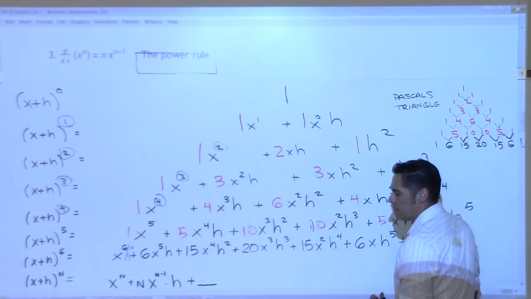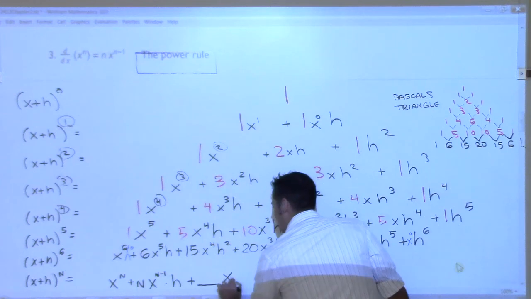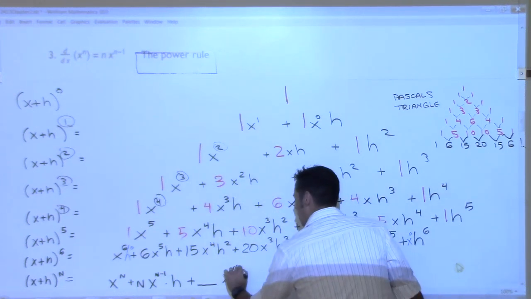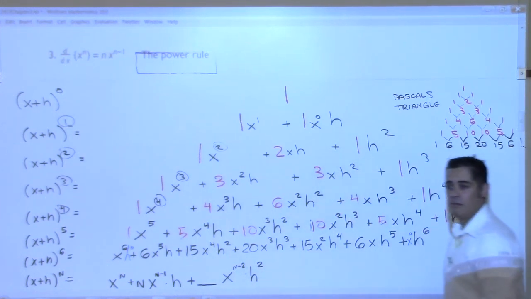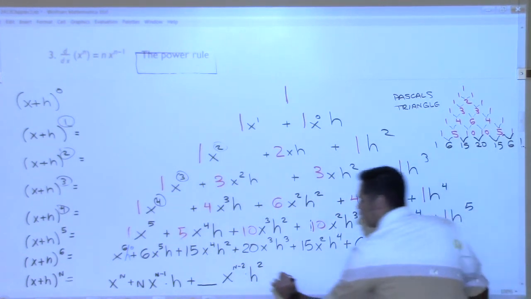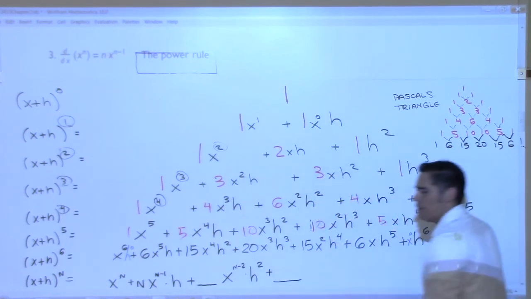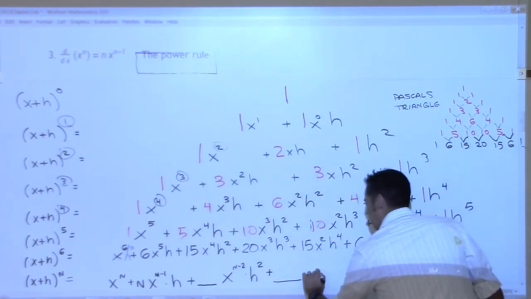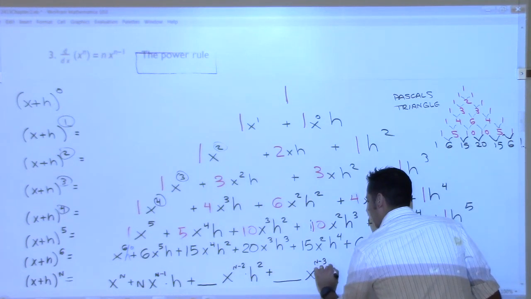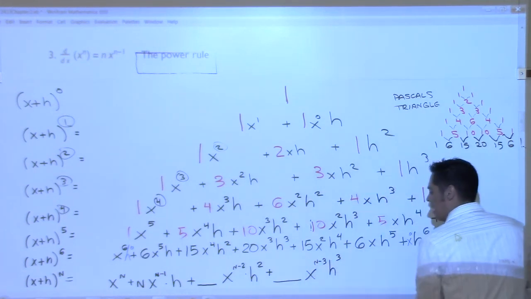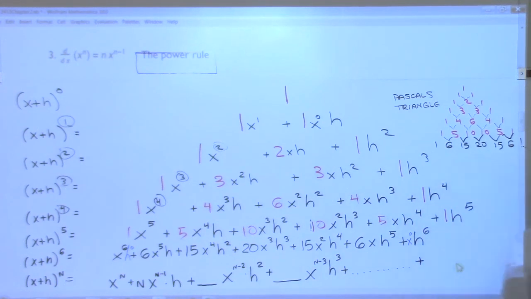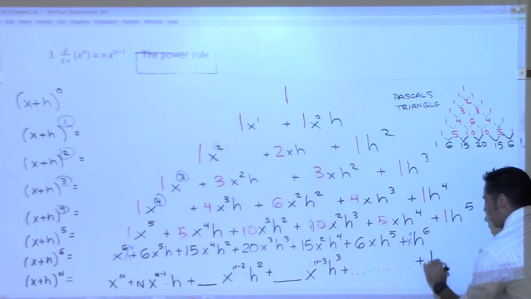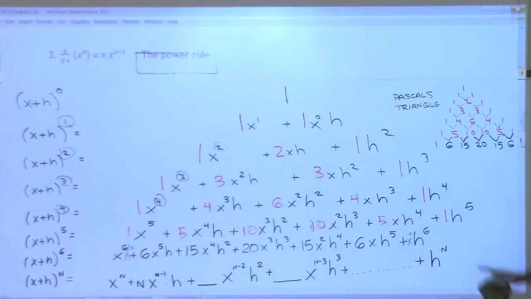Tell me about the power on x. X to the n minus 2, and what's the power on h? H squared, right? Okay, what about the next one? Well, I don't really care about the number. Tell me about the power on x. N minus 3, and h cubed. And then this is just going to keep going on until I get to the very end. And when I get to the very end, what is the last term out here? H to the n. Y'all agree with that?